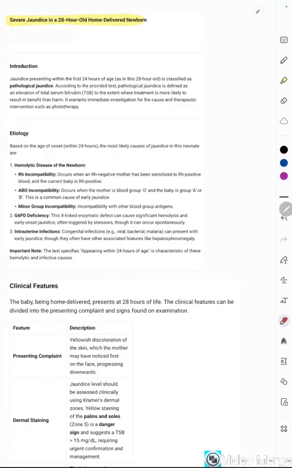The next question is severe jaundice in a 28-day-old home-born newborn. What are the clinical features, differential diagnosis, and the management? So, jaundice presenting in a newborn delivered at home is mostly a case of pathological jaundice, as the serum bilirubin levels would have started to increase within 24 hours. So, that is called pathological jaundice. The treatment will most likely benefit rather than harm the patient.